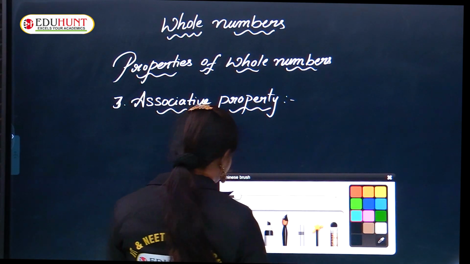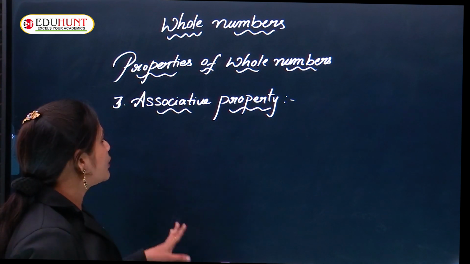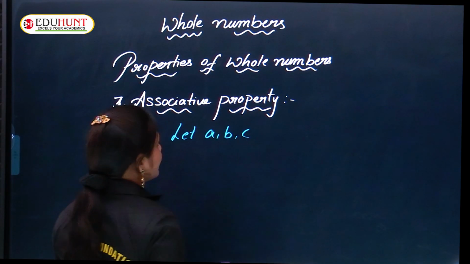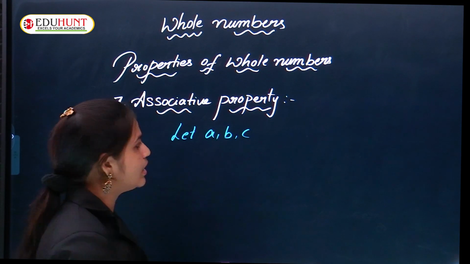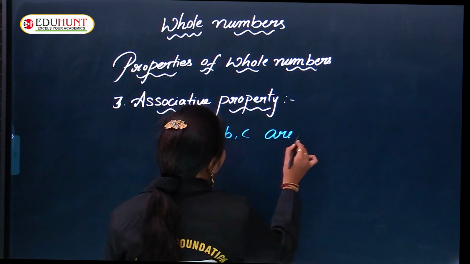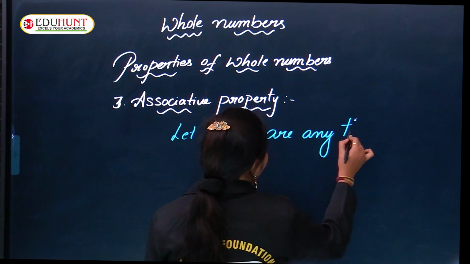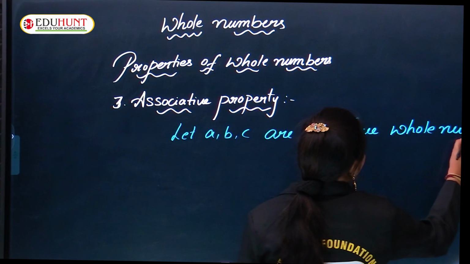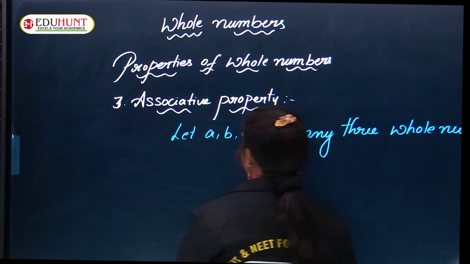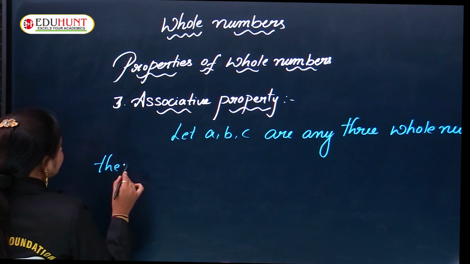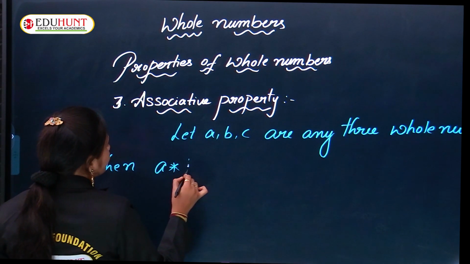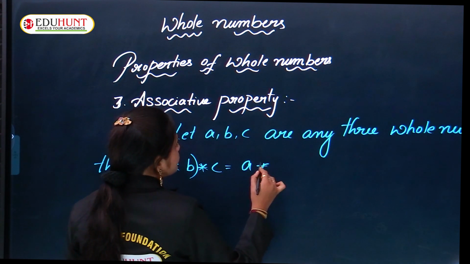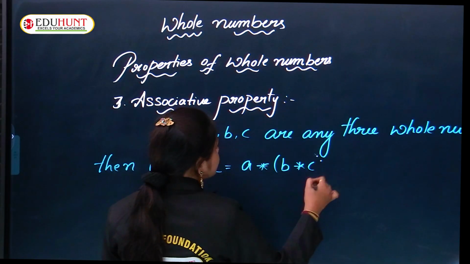What is that condition? See here. The associative property condition is that we have to take 3 whole numbers. Let A, B, C be any 3 whole numbers. Then (A star B) star C is equal to A star (B star C).